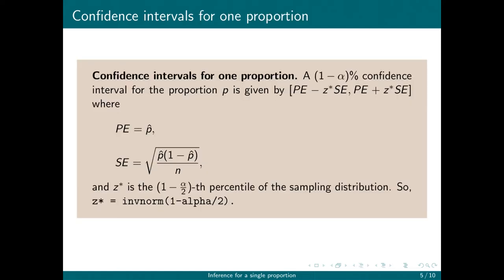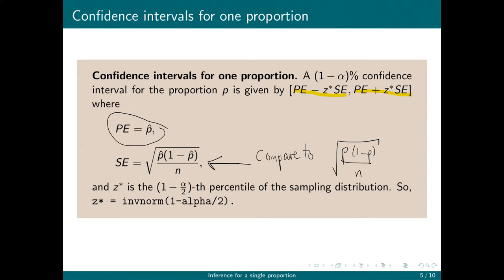All right, so let's look at what a confidence interval looks like when we're trying to infer a single proportion. A 1 minus alpha percent confidence interval for the proportion p is given by point estimate minus the margin of error up to point estimate plus the margin of error, where the point estimate is p hat. The standard error is the square root of p hat times 1 minus p hat over n. And so compare that to the standard error of the sampling distribution.